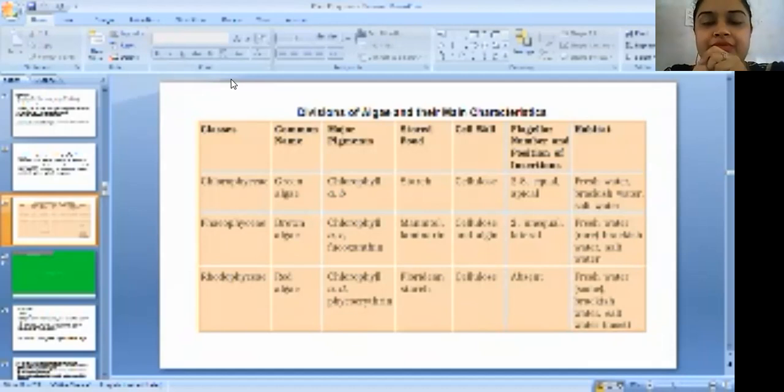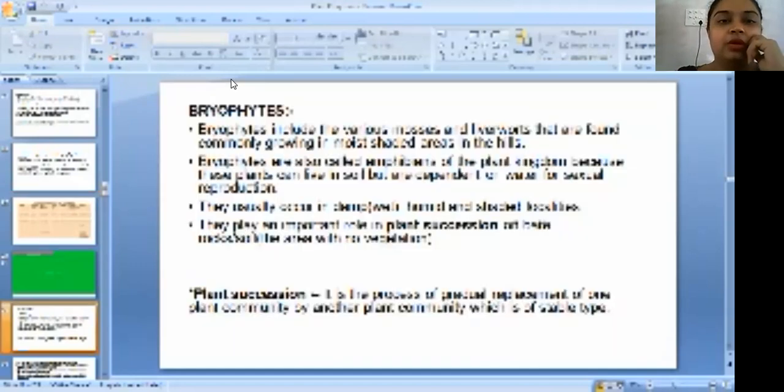Habitat of Chlorophyceae, where are they found? Fresh water, brackish water, and salt water. Yes. Phaeophyceae, where are they found? Fresh water, salt water, and again brackish water, but they are very rare. Brackish water means water which is neither fresh nor salty. And Rhodophyceae, where are they found? Fresh water, brackish water, and salt water. Very good. Most of them are in salt water actually.